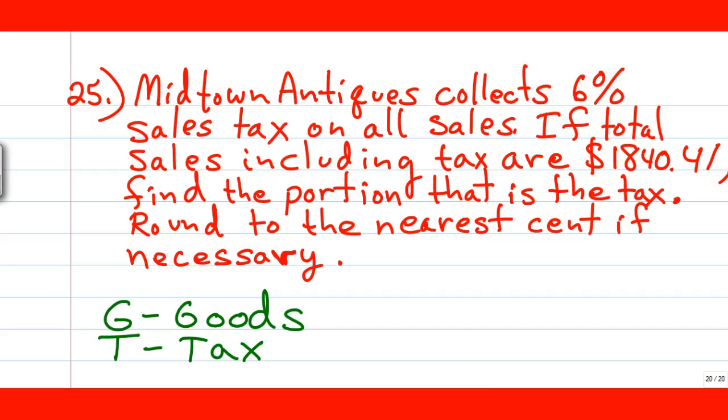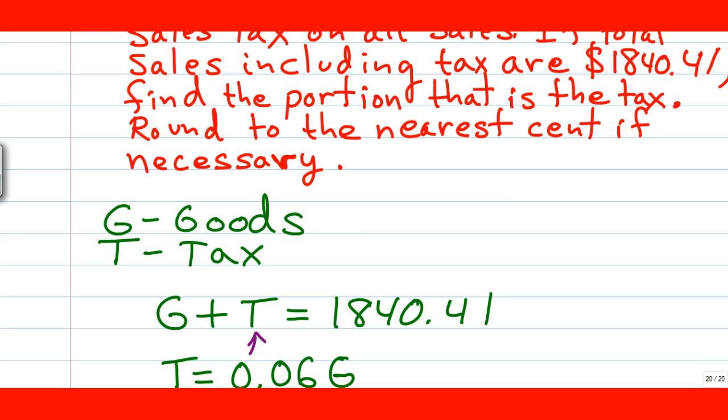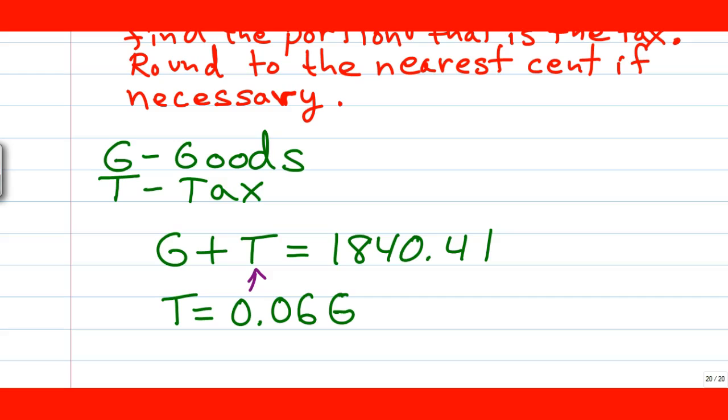On question number 25, it reads, Midtown Antiques collects 6% sales tax on all sales. If total sales, including the tax, are $1,840.41, find the portion that is the tax. Round to the nearest cent. What we're going to have to do is set up two problems and use one to solve the other.